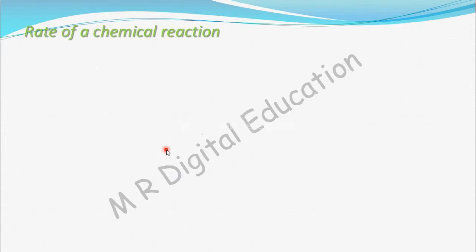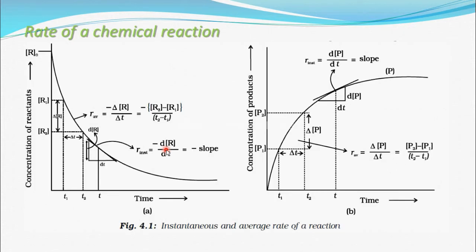Let's see how. See this graph, concentration of reactant versus time. As time goes, concentration of reactants decreases, you know this already. Suppose you want to calculate the rate of the reaction at a time t. For that, at time t, draw a perpendicular line. At this point you have to draw a tangent. The slope of this tangent will give you instantaneous rate.